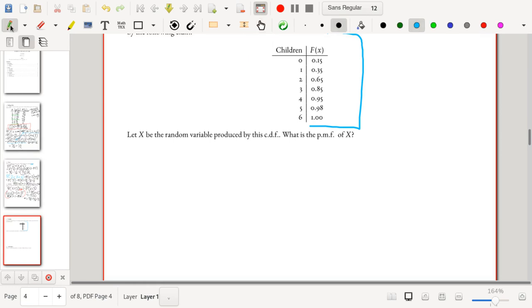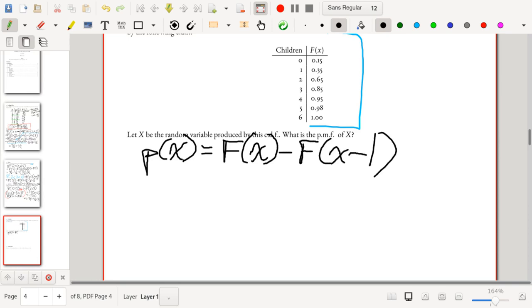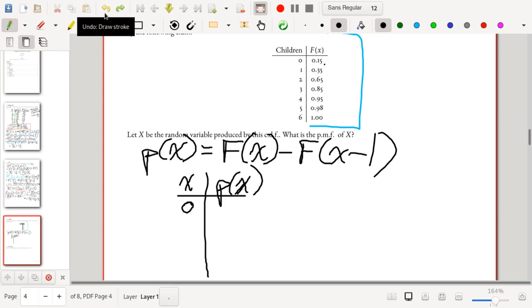This is where we're using that rule that I suggested for recovering the probability mass function. What we can say is that P of X is equal to F of X minus F of X minus 1, since this is an integer valued random variable. So for possible values of X, the probability mass function at those points will be given below. At 0, it's going to be 0.15 minus 0, there's an implicit 0 in front of that 0.15. So it's going to be 0.15.